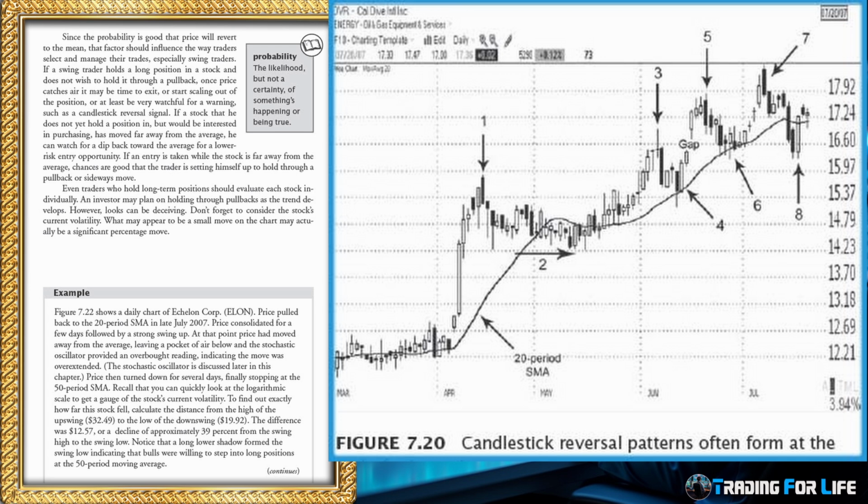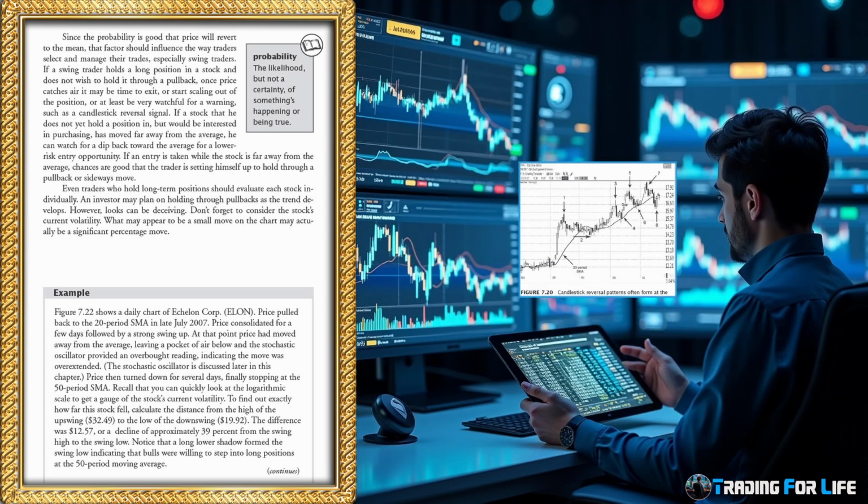If a stock that he does not yet hold a position in, but would be interested in purchasing, has moved far away from the average, he can watch for a dip back toward the average for a lower risk entry opportunity. If an entry is taken while the stock is far away from the average, chances are good that the trader is setting himself up to hold through a pullback or sideways move.